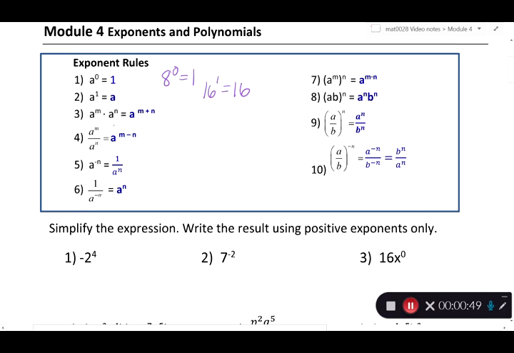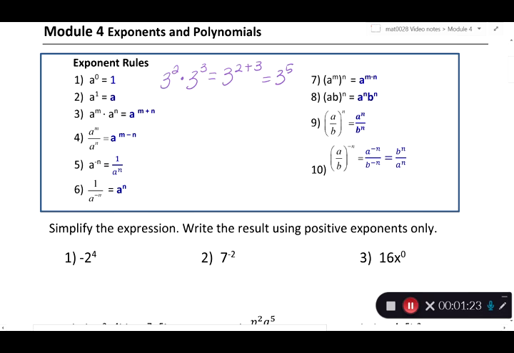Next is when we're multiplying. So when we multiply two numbers with the same base, so a to some exponent times a to some other exponent, we're going to add the exponents. And I'm going to go ahead and show you this using numbers. So if we had 3 squared times 3 cubed, this rule says we'd have 3 to the 2 plus 3, which equals 3 to the 5th power.